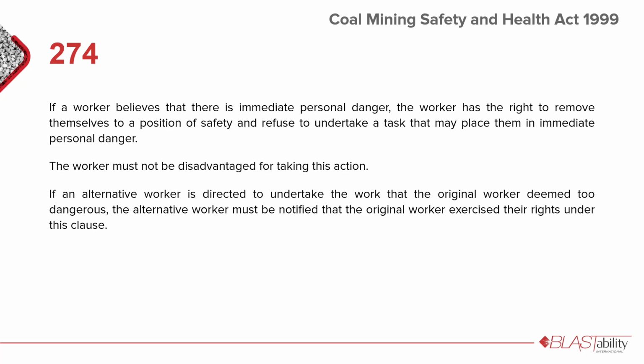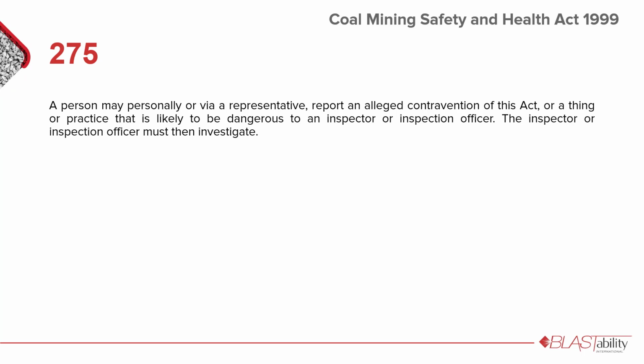274. If a worker believes that there is immediate personal danger, the worker has the right to remove themselves to a position of safety and refuse to undertake a task that may place themselves in immediate personal danger. The worker must not be disadvantaged for taking this action. If an alternative worker is directed to undertake the work that the original worker deemed too dangerous, the alternative worker must be notified that the original worker exercised their rights under this clause. 275. A person may personally or via a representative report an alleged contravention of this Act or a thing or practice that is likely to be dangerous to an inspector or inspection officer. The inspector or inspection officer must then investigate.